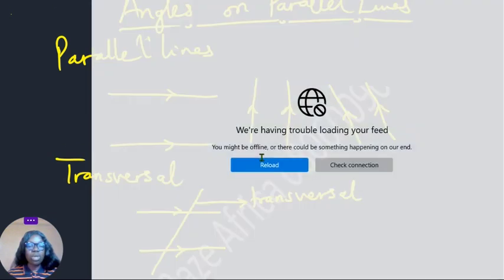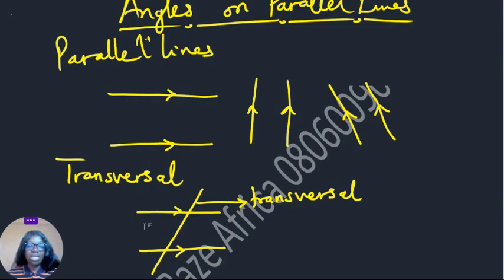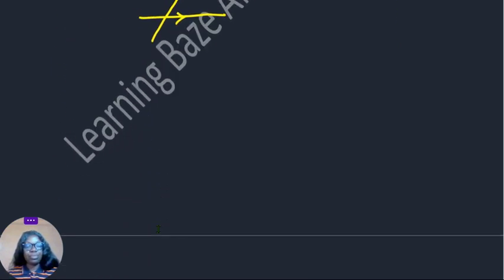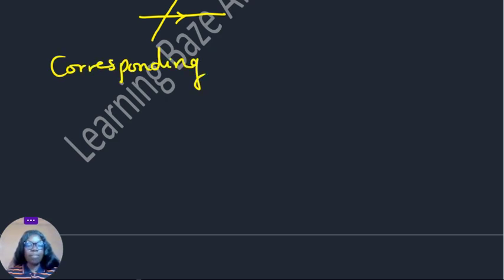So having known what parallel lines are and what a transversal is, now let's proceed to learning the different types of angles on parallel lines. So the first type of angle is corresponding angle. Corresponding angles. Now, corresponding angles are angles that are seated in the same direction on both parallel lines. Each angle on each line is in the same position of the transversal.